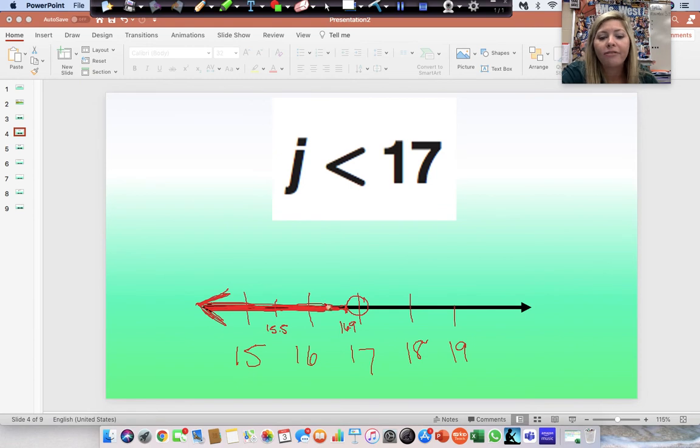So when we go to graph it, we want to shade all of those numbers in. Okay? And then we put this big arrow on the end showing us that we can keep this going. Okay? All of the numbers less than 17 will go past 15 and 14 and 13 and so on.